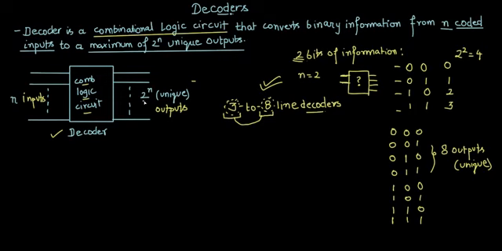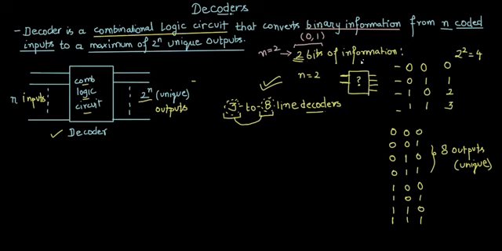Let's discuss why there are 2 raised to the power n outputs. How does this 2 raised to the power n relation come into play in this decoder diagram? Let's suppose I have 2 bits of information. Focus on this line. These 2 bits can be either 0 or 1. The information we are going to represent is in binary format. You can see in the definition that it is used to convert binary information. So n is 2 in this case, n equals 2.